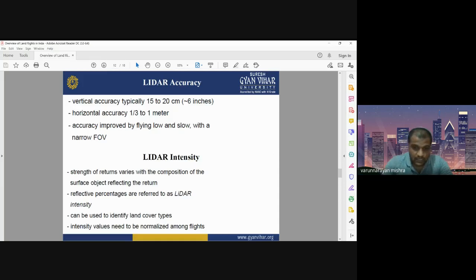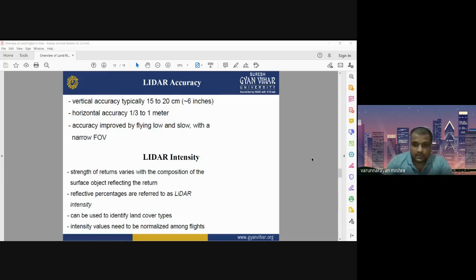The intensity values need to be normalized among the flights. Some objects have high reflectivity and some have low reflectivity, so we may have high or low intensity values. We need to normalize the intensity values to a certain range. It should not be that one intensity value is very high and another is very low. You have to normalize it to have an average value during all the lidar scanning, during all the lidar mapping.